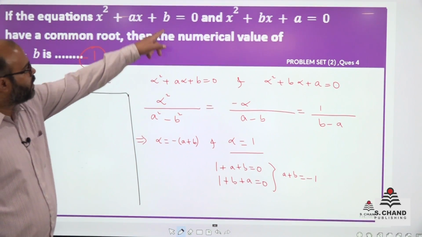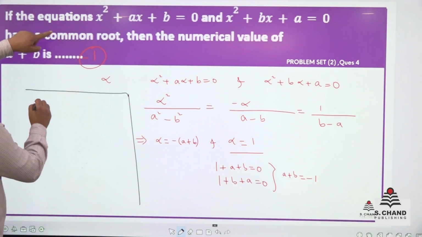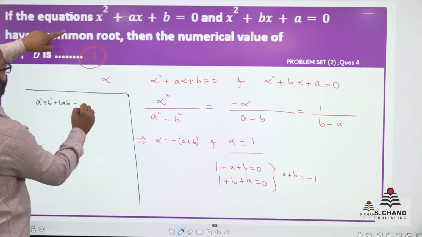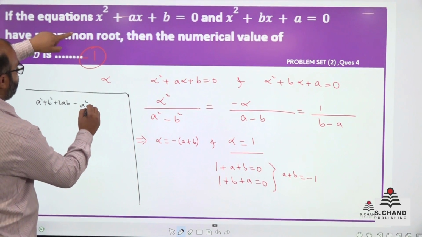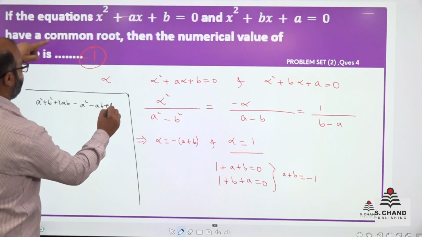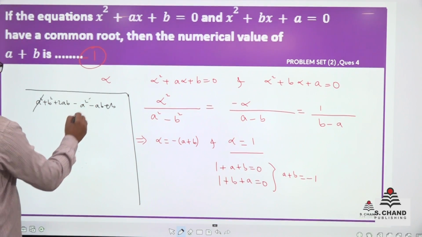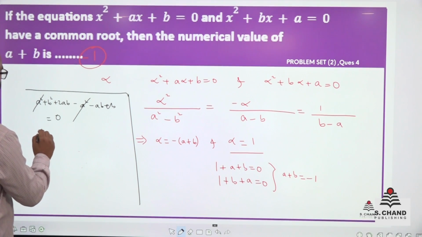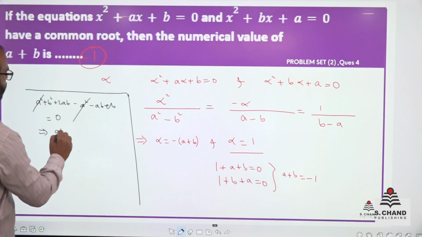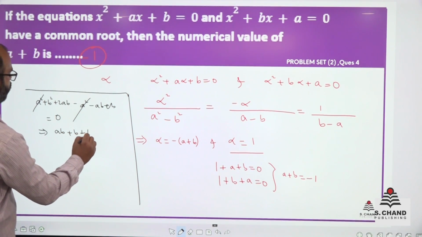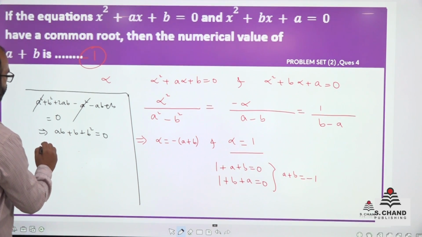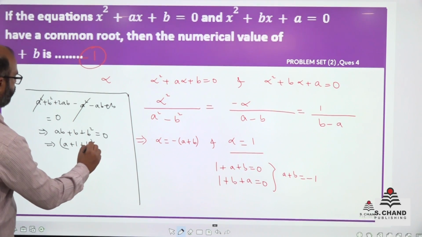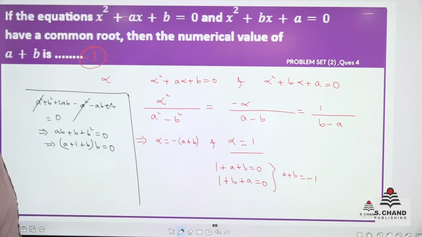So alpha is equal to minus of a plus b. So this was becoming a square plus b square plus 2ab minus a square minus ab minus b square. So a square gets cancelled, and it will become equal to 0, which is 2ab minus ab is ab plus b square is equal to 0. So (a plus 1 plus b) into b is coming out to be 0.